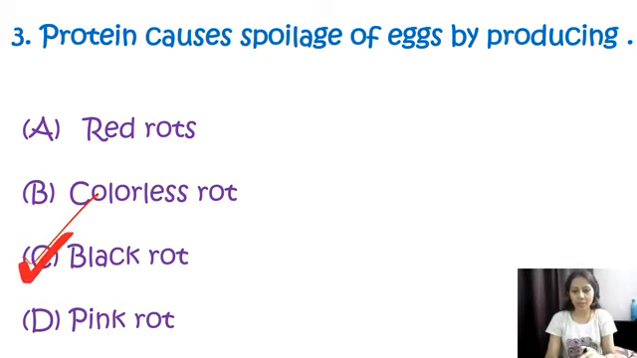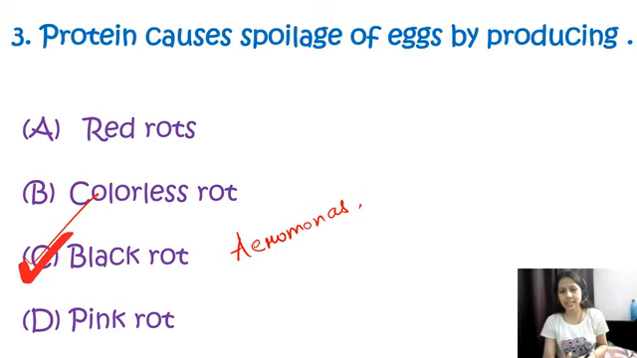So this black rot in eggs is mainly due to the growth of which bacteria? It is due to Aeromonas, or we can say Pseudomonas or Proteus bacteria or Alkaligenes, Escherichia or Enterobacter species. So this black rot is due to the reactions in proteins which release the gas, that is hydrogen sulfide. So over here my correct option will be C, that is black rots.